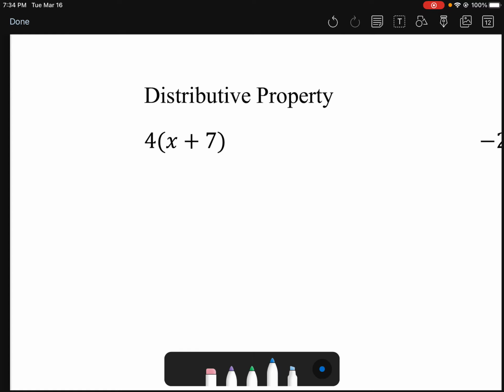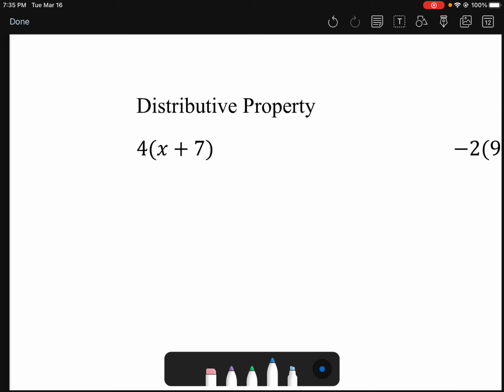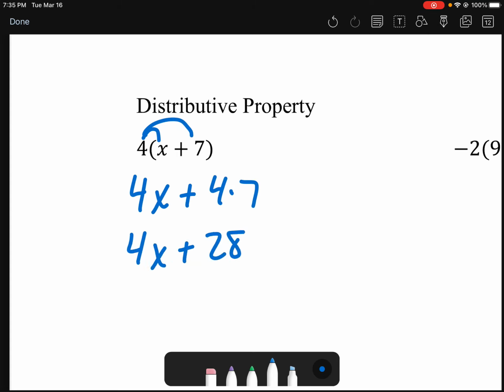When talking about the distributive property, we are multiplying the number in front of the parentheses with everything inside the parentheses. So whenever you see those parentheses, you really want to immediately think, all right, I need to start multiplying the number out in front to everything inside. So for this first one, I have 4 times the quantity x plus 7. So I'm going to take this 4 and multiply to everything on the inside of my parentheses, giving me 4x plus 4 times 7, or 28.